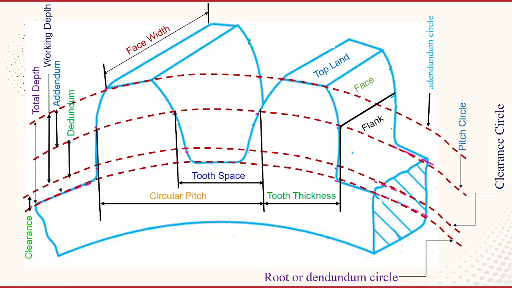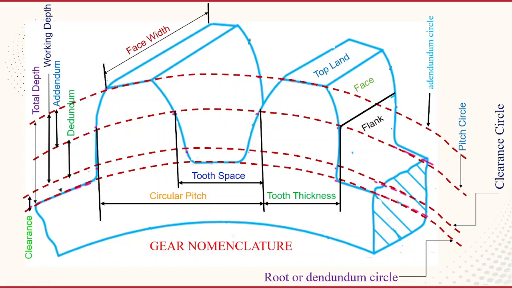So, working depth: once you know the clearance, because the tooth is not touching the bottom surface or root surface of the gear wheel, a small gap is provided. Now the working depth is the vertical distance you can measure from the addendum circle to the clearance circle. So all these terms are called gear nomenclature.